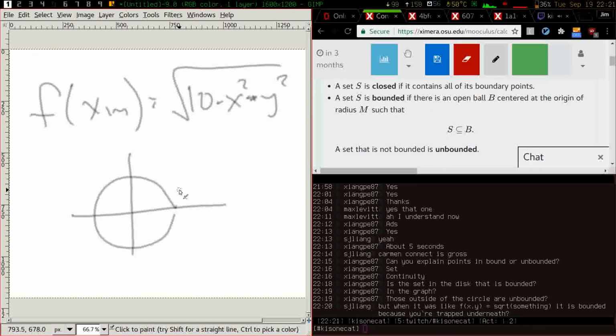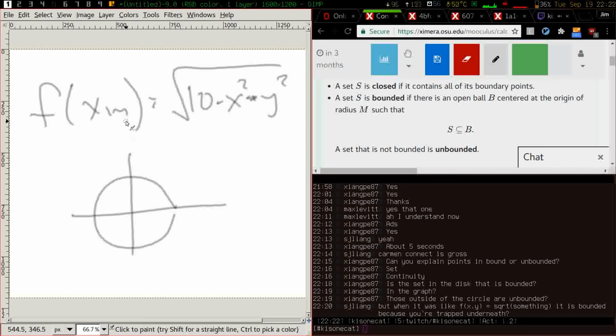So the domain's not too big, and then the outputs of this function, well, x squared minus y squared, as small as that can be, you could make this be zero, which means you can't make this thing any bigger than root 10. And that means that the possible outputs of this function are also constrained. So yeah, the graph of this function then is bounded.